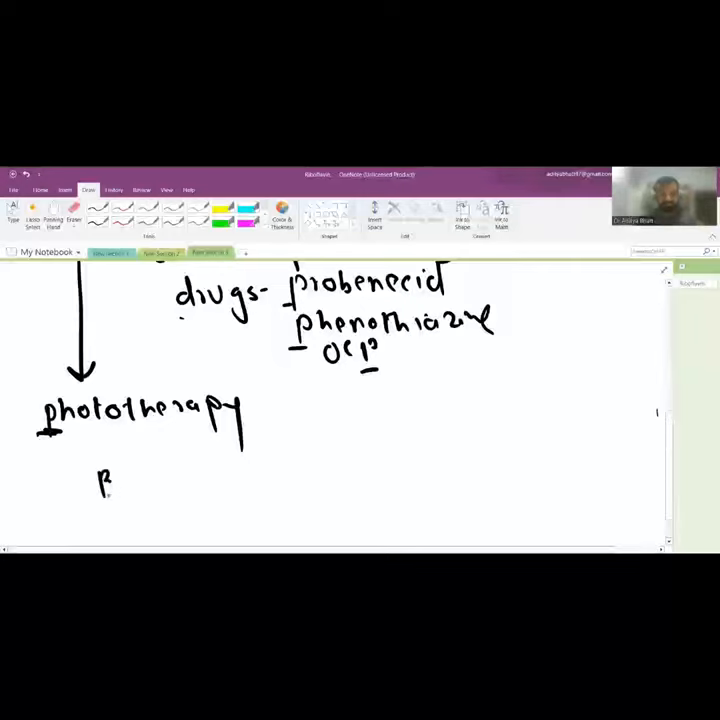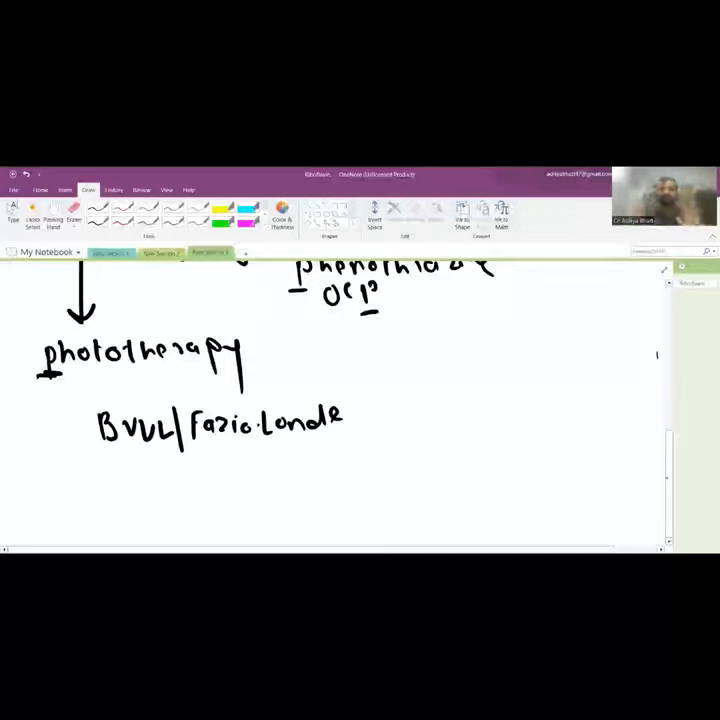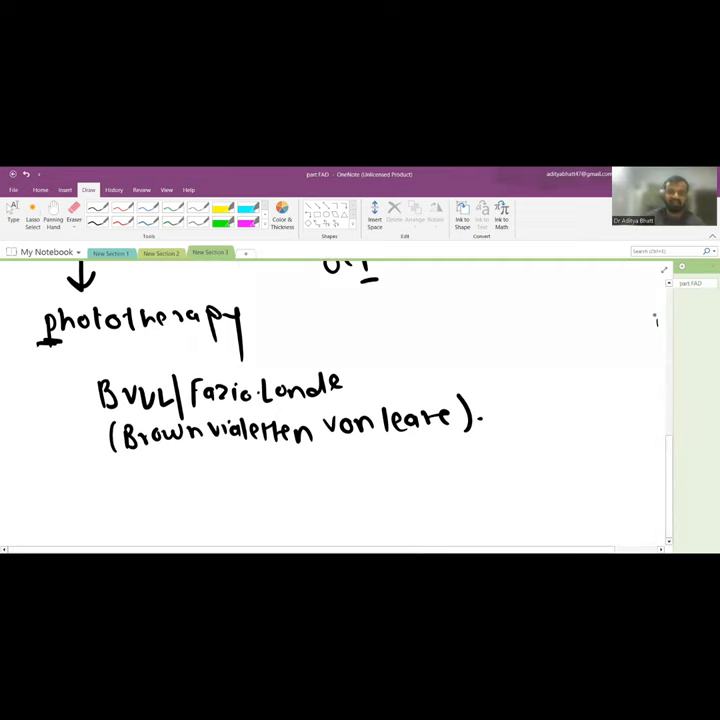Now, there is a syndrome known as BVVL or Fazio-Londe disease. These were initially thought to be two different diseases, but now they are said to be a single disease entity, and BVVL stands for Brown-Vialetto-Van Laere syndrome. This is a neurological abnormality where there is rapid neurological deterioration and peripheral neuropathy.